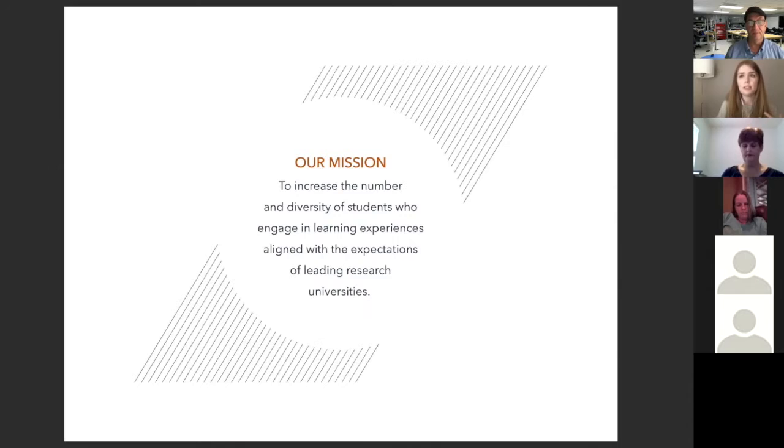And this all ties into our mission as an organization. Our mission is what drives everything that we do, and it's to increase the number and diversity of students who engage in learning experiences aligned with the expectation of leading research universities. This missional focus is not just for UT. That's not the only university that we want students to go to, although it is a great school. We know that if students just attend college, period, that's better for the state, that's better for our nation, for us to have a stronger economy, for students to have these unique skill sets down the road. And if they choose not to go to college, that's fine too. Again, they're gaining these necessary skills to be successful in life.